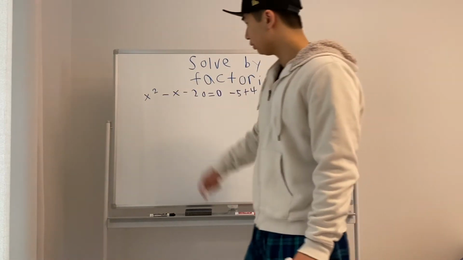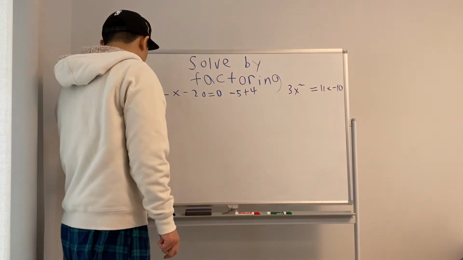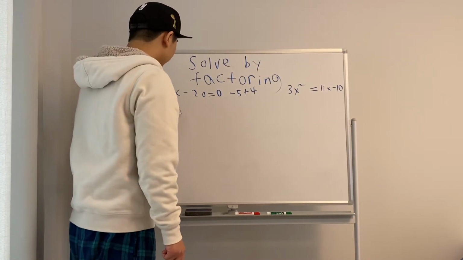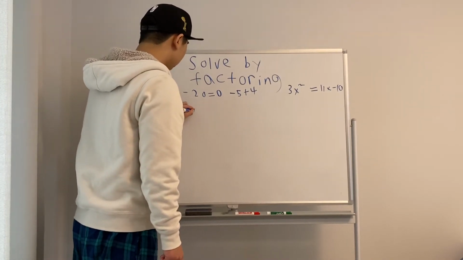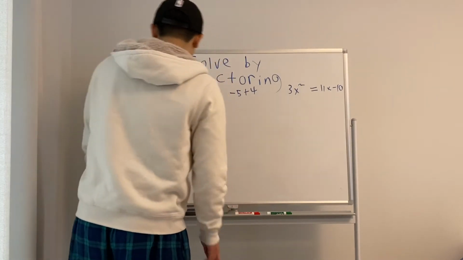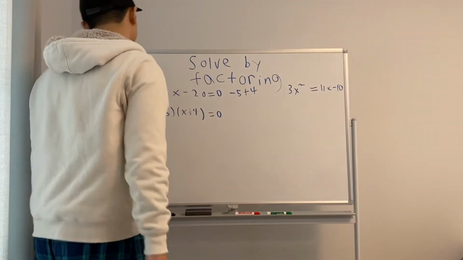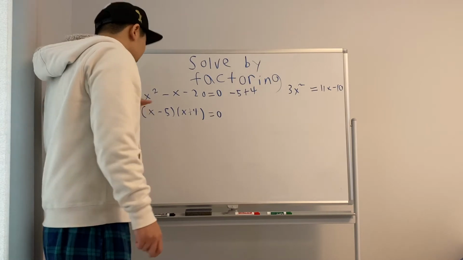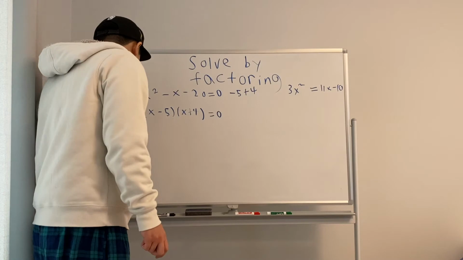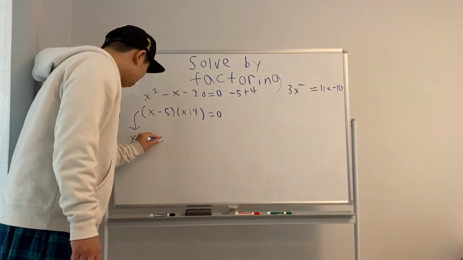And since a is equal to 1, we can just put these two numbers into the brackets. So we have x minus 5, x plus 4, and have that all equal to 0. Now that we have this, we take each of these brackets and set them to 0. Right now this entire equation is set to 0, but what you can do now is bring this to the side and say x minus 5 equals 0.